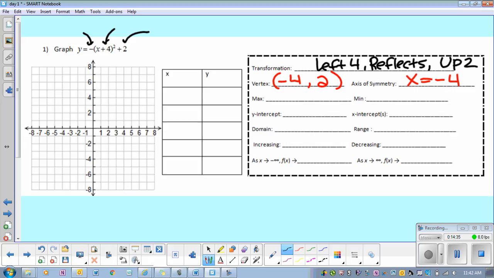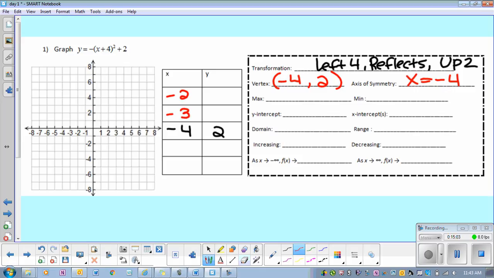All right, so negative 4, 2, right? I'm going to put that in my table of values. The vertex we like to put right in the middle, right? So we can get 2 values above, 2 values below. So if you wanted to do this without the calculator, just a couple numbers here.